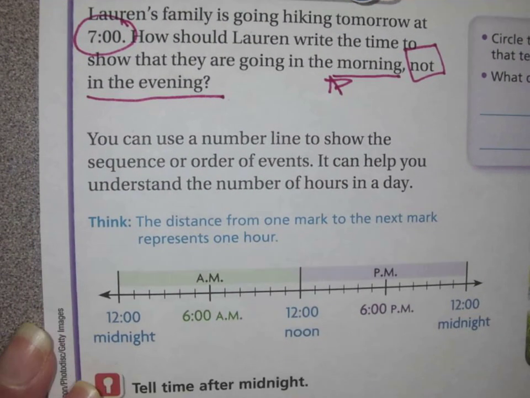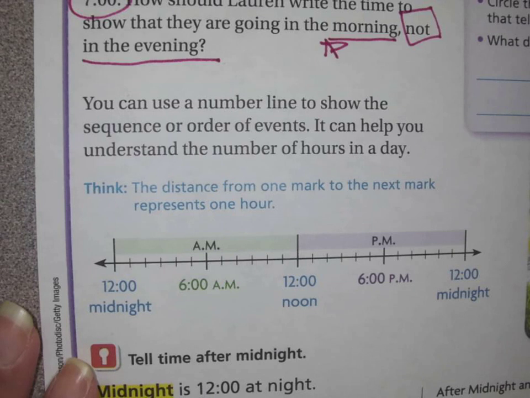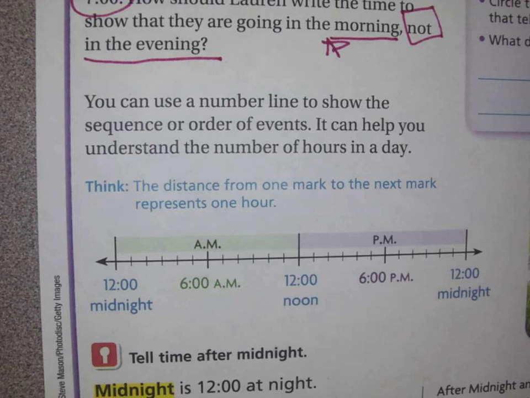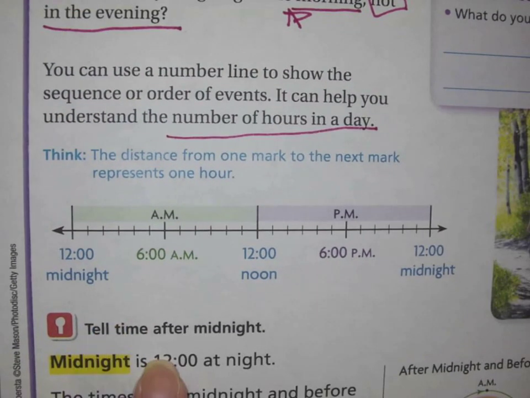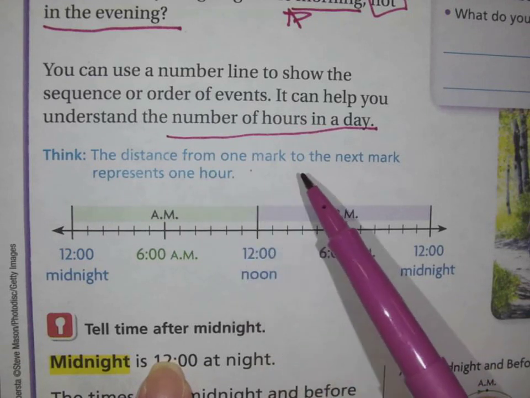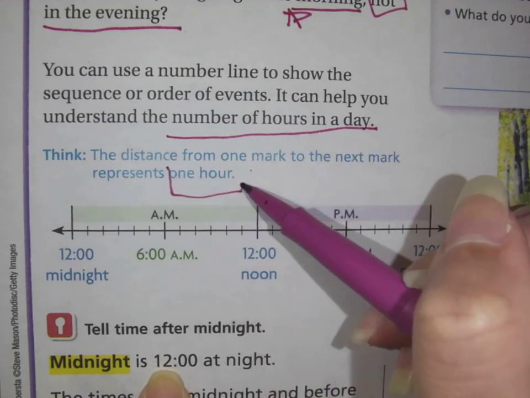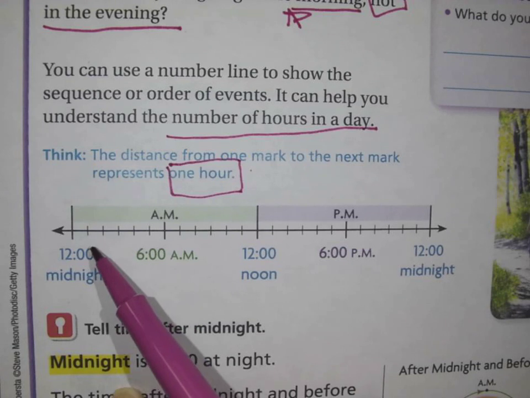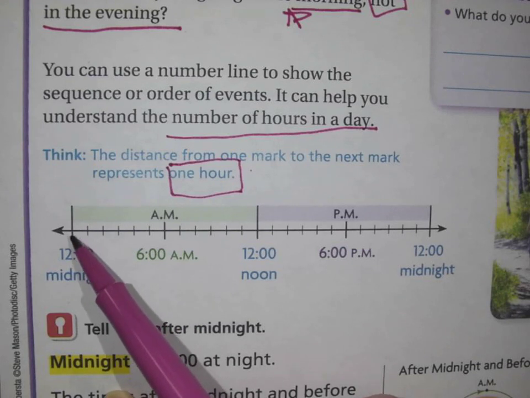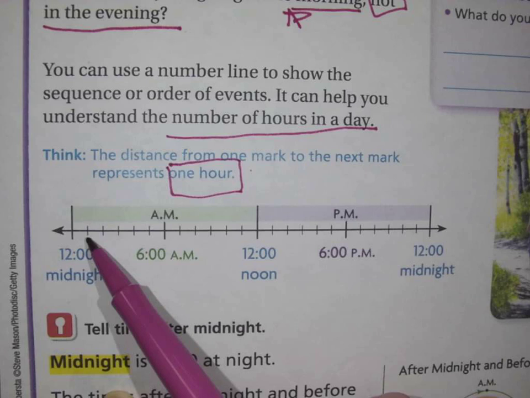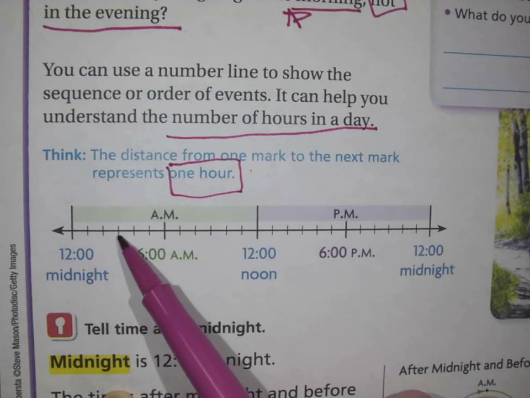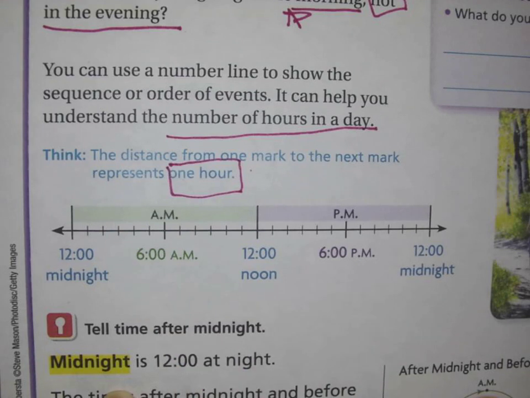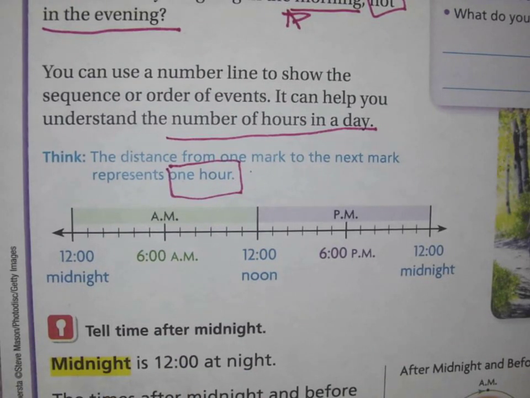All right, so let's look here at this number line. You can use a number line to show the sequence or order of events. It can help you understand the number of hours in a day. Think, the distance from one mark to the next mark represents 1 hour. So look at these little marks. If this is 12 o'clock right here, from this mark to this mark, that'll be 1 o'clock. From this mark to this mark, 2 o'clock. This mark to this mark would be 3 o'clock, and so forth. So the distance from one mark to the next mark represents 1 hour.